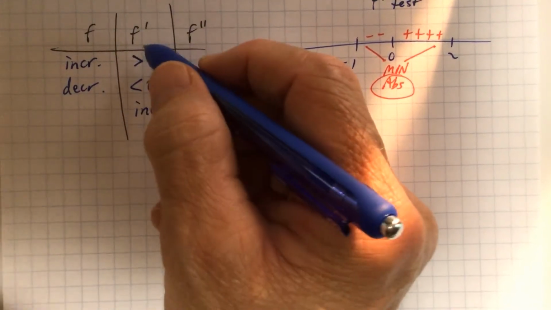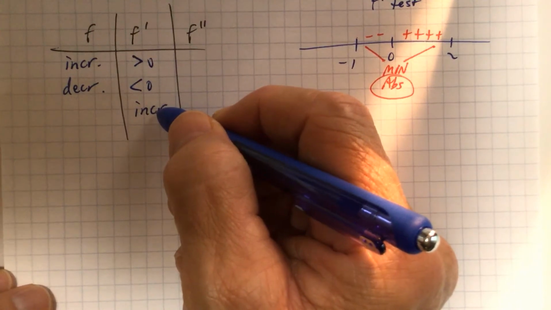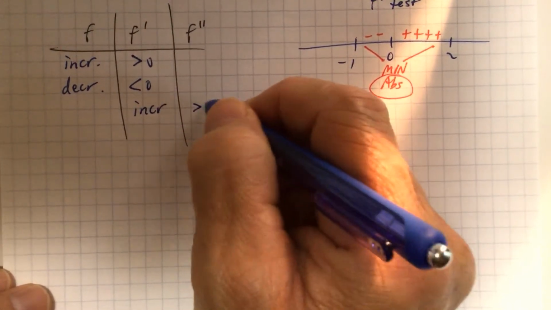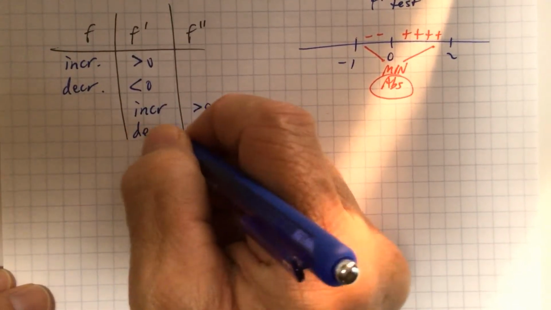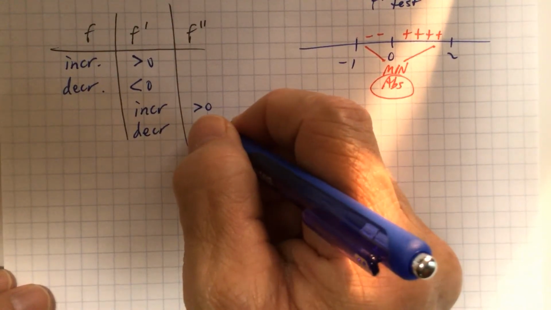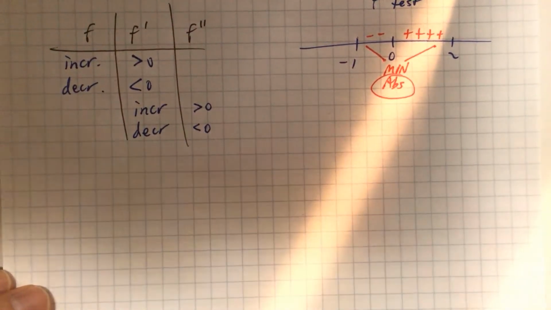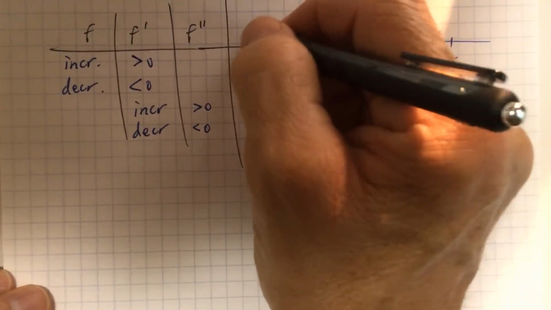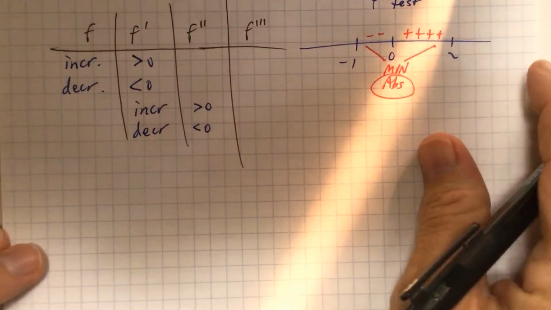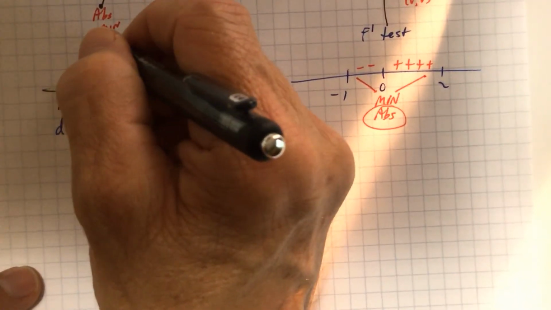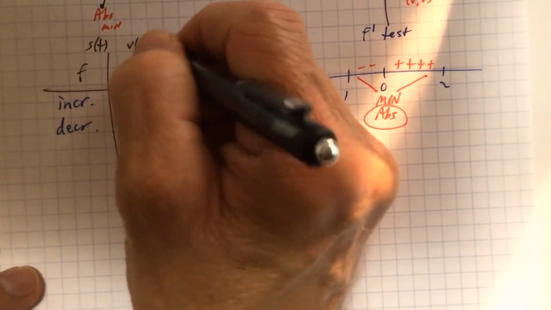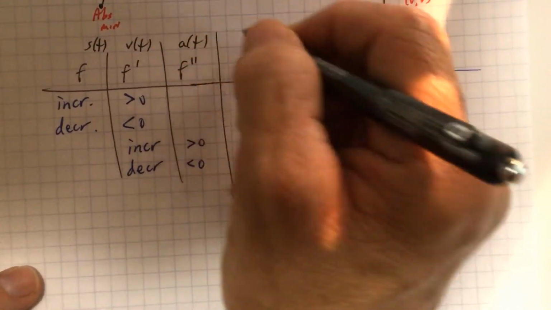Well, anytime a function is increasing, its derivative is positive. And anytime any function is decreasing, its derivative is negative. We could keep going, like we did an example on the f triple prime. This could be the position, s of t. This could be the velocity, v of t. This could be the acceleration, a of t.